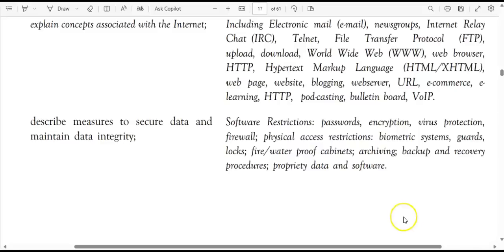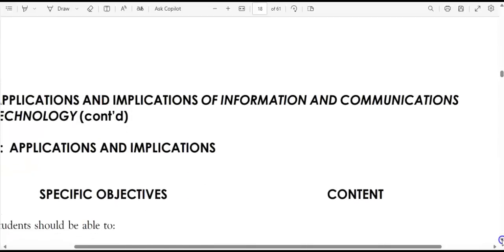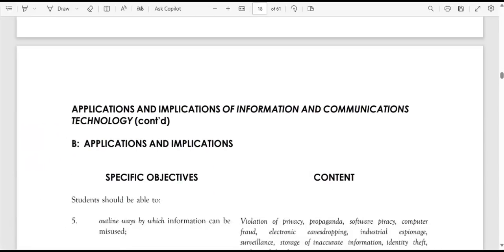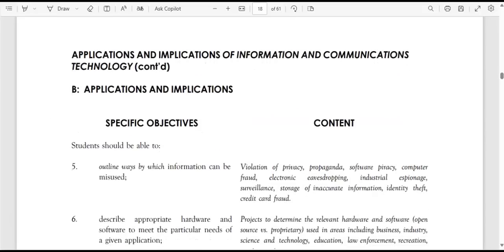All right, so the rest of them, guys, you can look up the different measures that can be used to secure data and maintain integrity. So if you get that question, please remember these are the measures that you are to write about. Next, we're going to look at applications, and no, we're still continuing with applications and implications of information and communication technology. Now, we're going to look at applications and implications now.